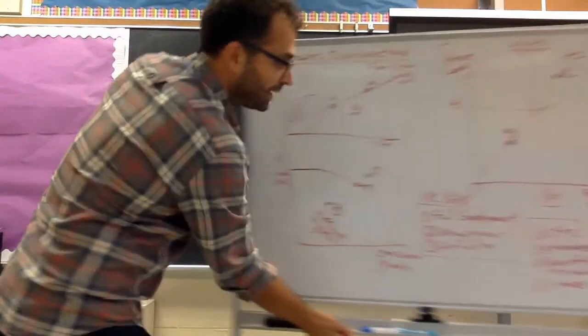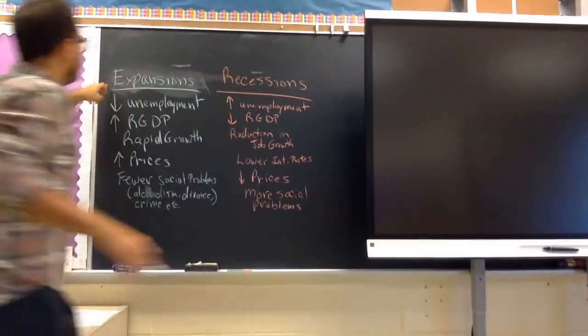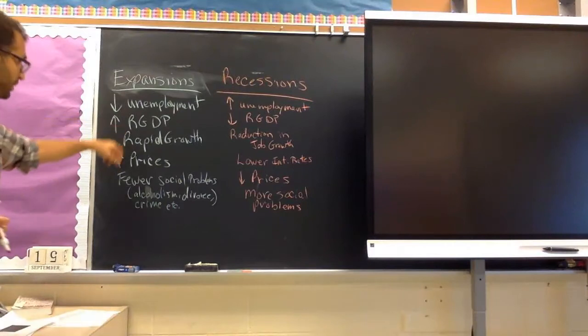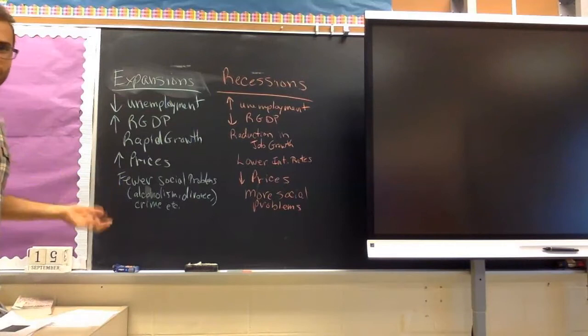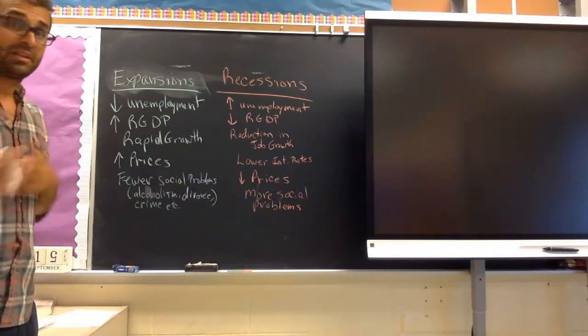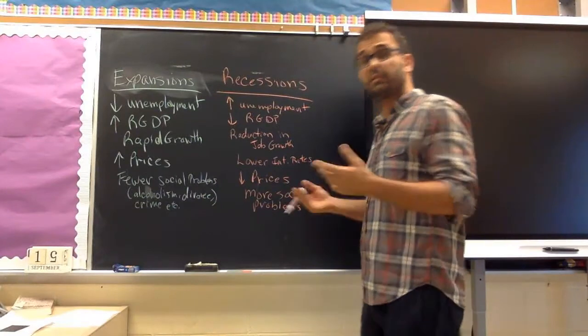Now, with all that being said, you should definitely take a few notes down. When you see an expansionary period, the characteristics are a drop in unemployment, real GDP up, growth is generally rapid, prices are higher, and generally there's fewer social problems. When people are busy, they have work, they have income, there's less stress on society overall. It's not a fix-all necessarily. Quality of life is a relative concept.